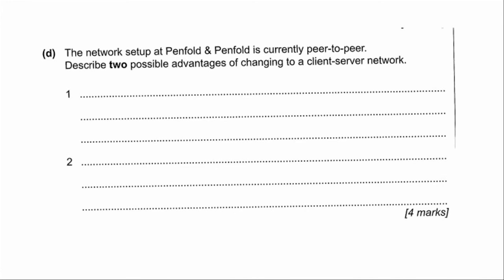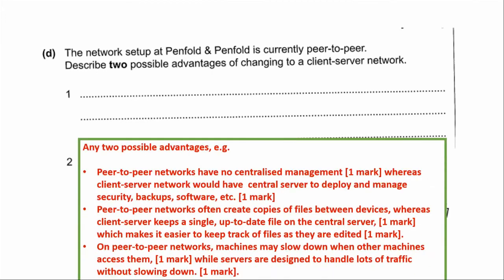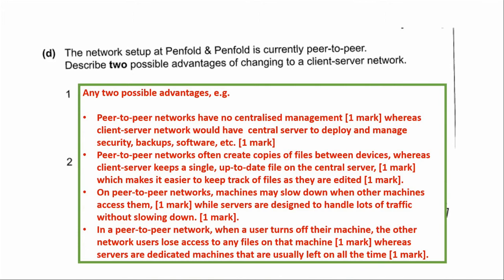You normally have a username and password, a bit like the school network. You have a username and password in order to access the school network, which then lets you access your files, access the internet, and access shared devices like printers and scanners and all that kind of stuff. So here, all we need to do is say peer-to-peer networks have no centralized management, whereas client-server networks would have a central server to deploy and manage security, backups and software.